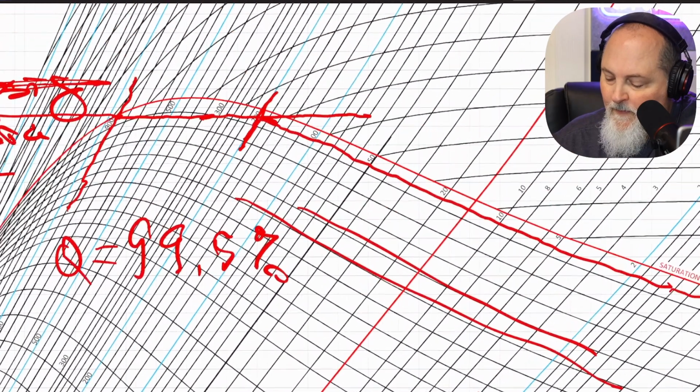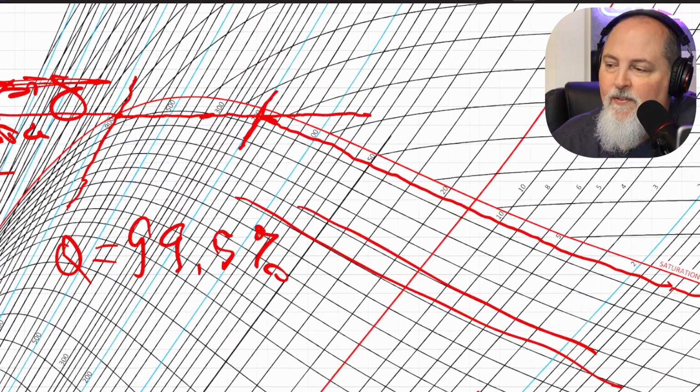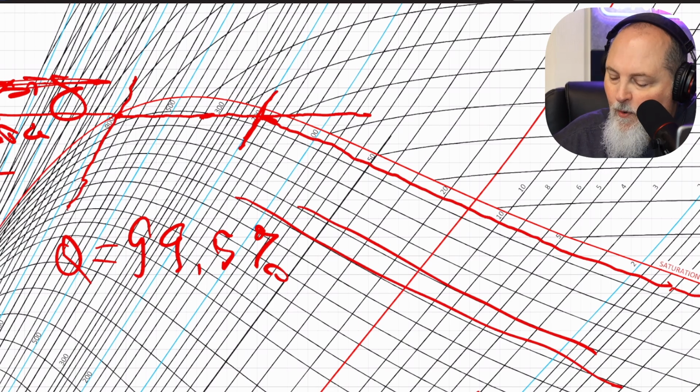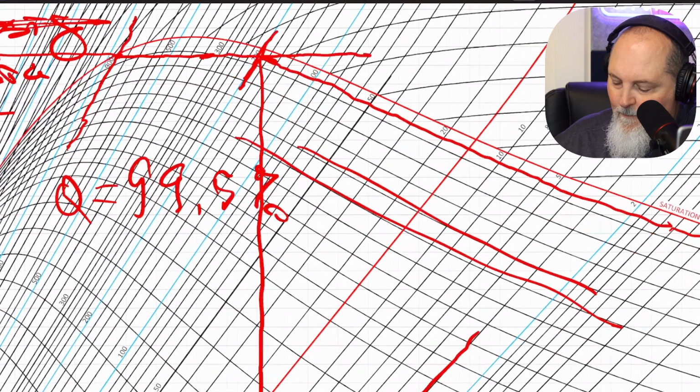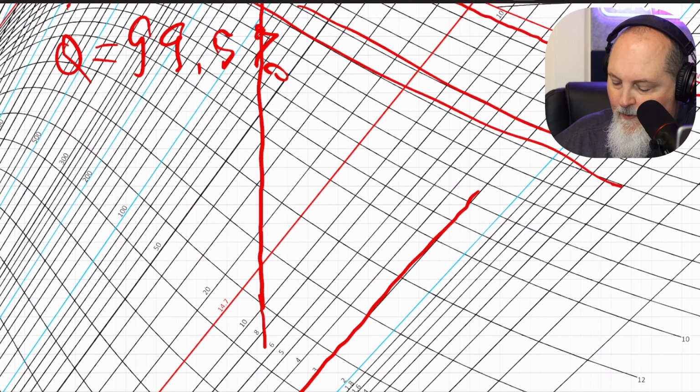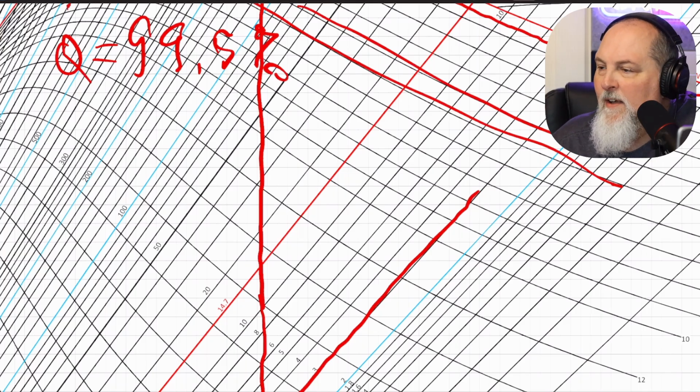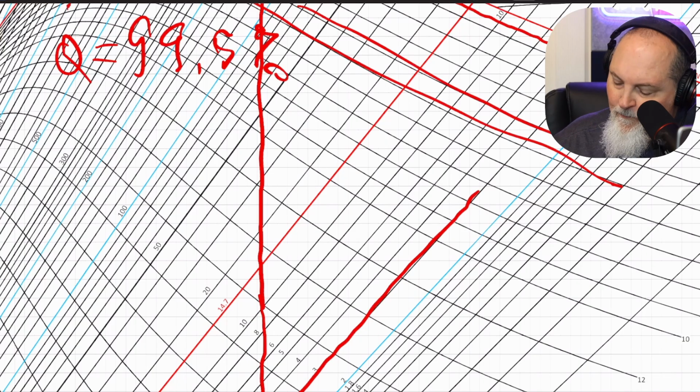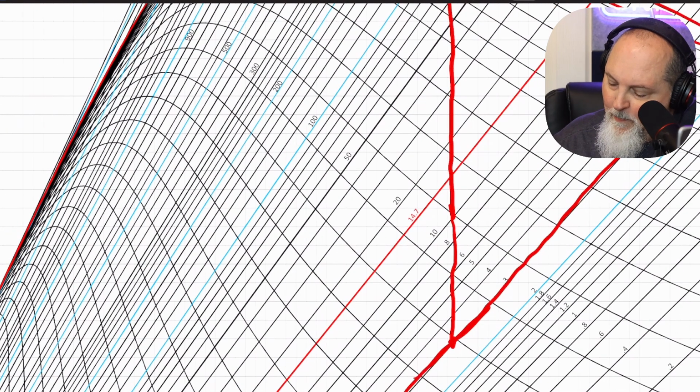All right. And then a work process is a constant entropy process. So we're going to go straight down from that point. We're going to follow our chart down until we get to the 3 PSIA line. And what is it asking for here? Find the work done by the turbine. So now we need to know at what enthalpy this crosses.